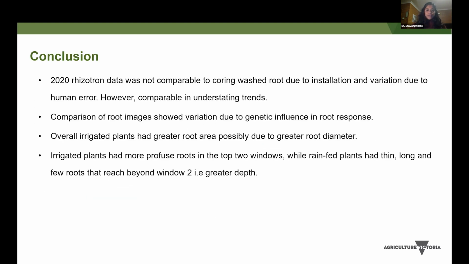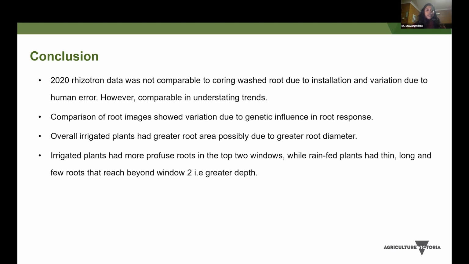Okay. So in conclusion, when looking at the mini rhizotron data with the root imager and comparing it to washed out roots from the coring, there is of course a difference, because with the coring system, we take a lot more cores and it's washed, whereas with the rhizotron, we installed only one, so it only had one sampling compared to the 4. In addition, the roots are being traced, and it introduces a human error.